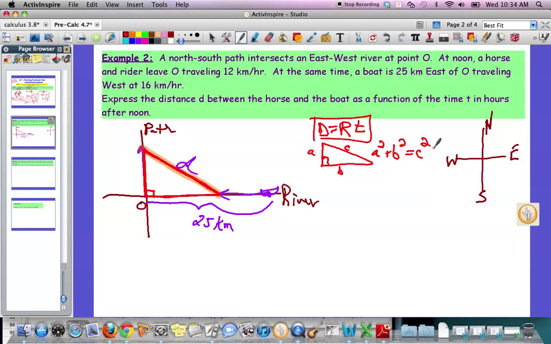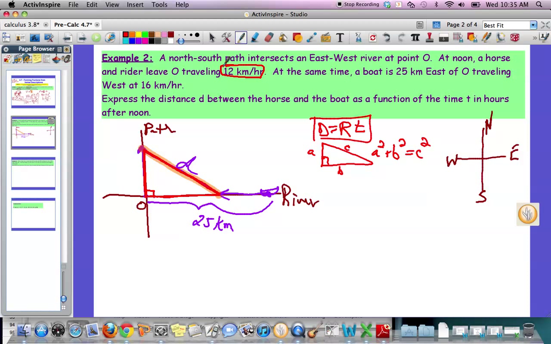So if the horse is riding at 12 kilometers per hour, is that fast or slow? How many miles per hour is that? I should never ask a question I don't know the answer to. Sounds like science class. 1.61 kilometers in a mile. Would it be faster than 12 or slower than 12? It'd be slower, I think, right?